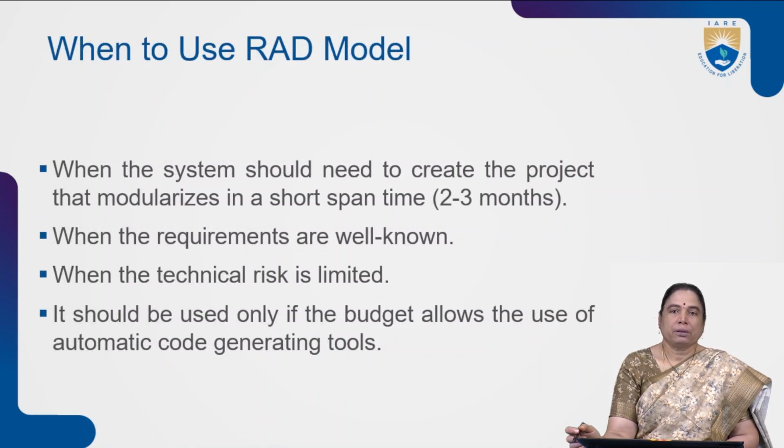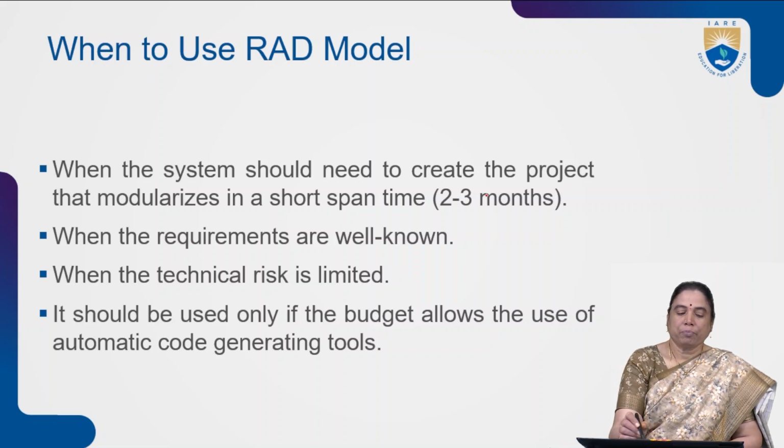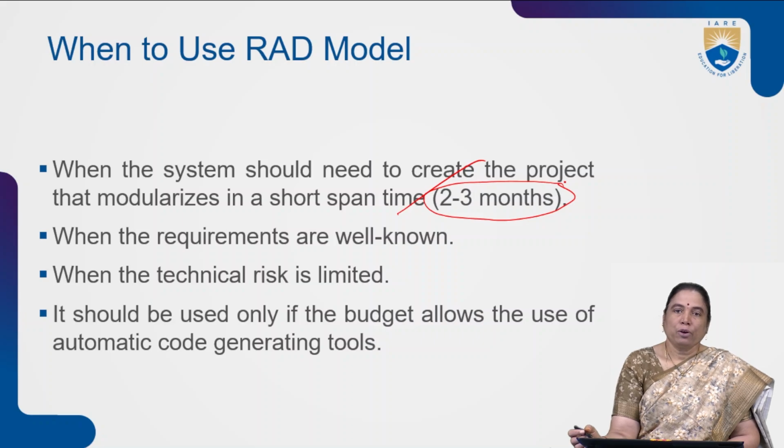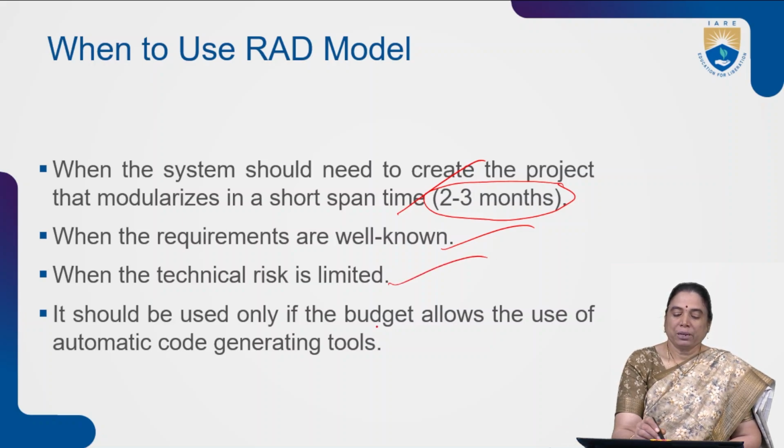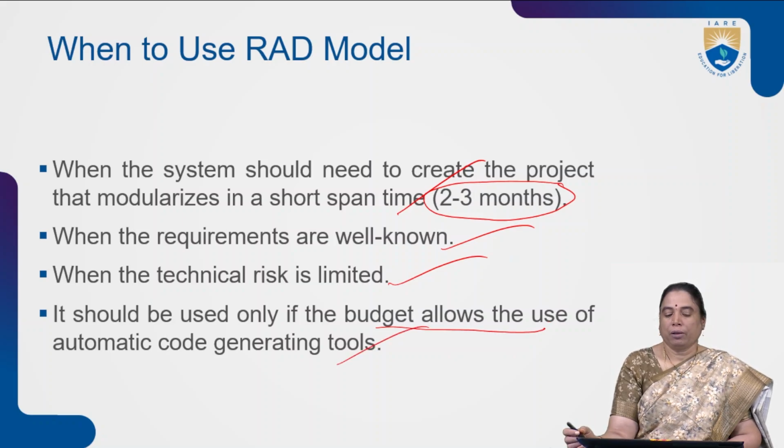So the RAD model is used when the system needs to create a project that modernizes in a short span of time. The time duration must be very little, it can be 2 to 3 months. When the requirements are well known and well understood, this model can be used. When the technical risk is limited, it should be used only if the budget allows the use of automatic code generating tools and multiple team activities are carried out in parallel, so the cost can be high.